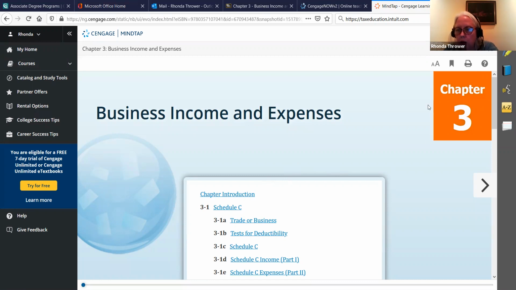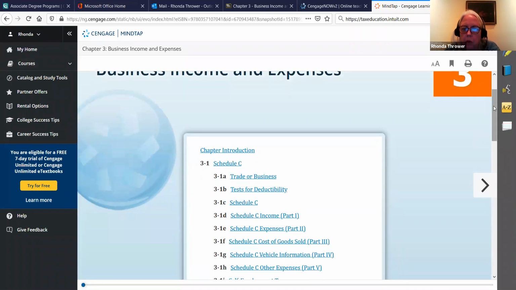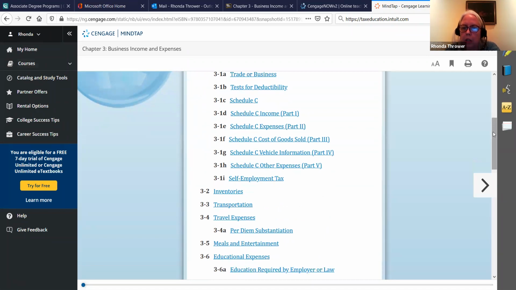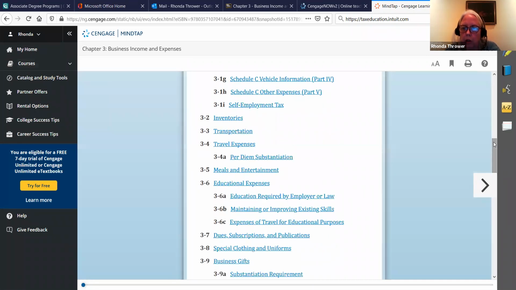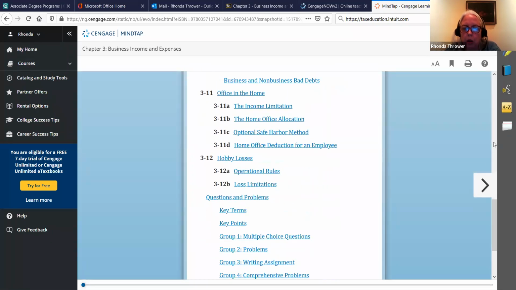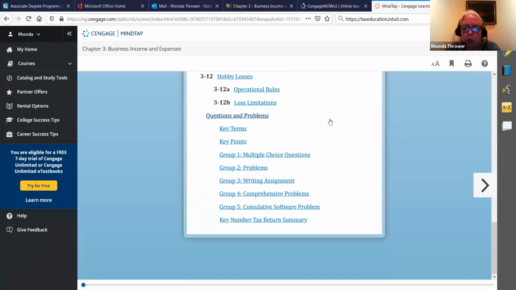All right, now I'm going to have to move y'all out of the way so I can figure out where my scroll bar is. So I'm going to scroll down here, and what I find interesting is that each chapter has its own little outline of the content of the chapter. If you scroll all the way down to the bottom, this is where your questions and your problems are. So I'm going to click on group 4 comprehensive problems because that's where this particular problem is.